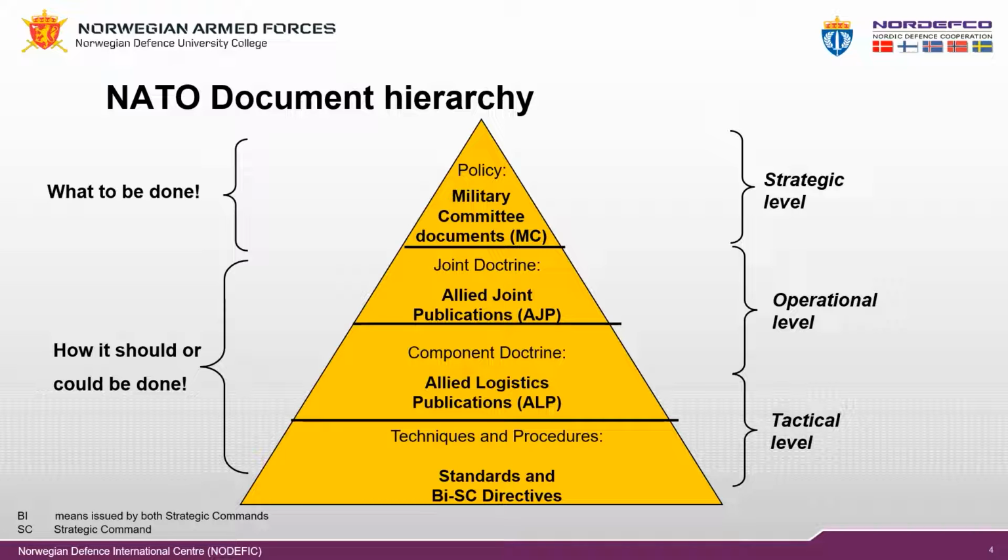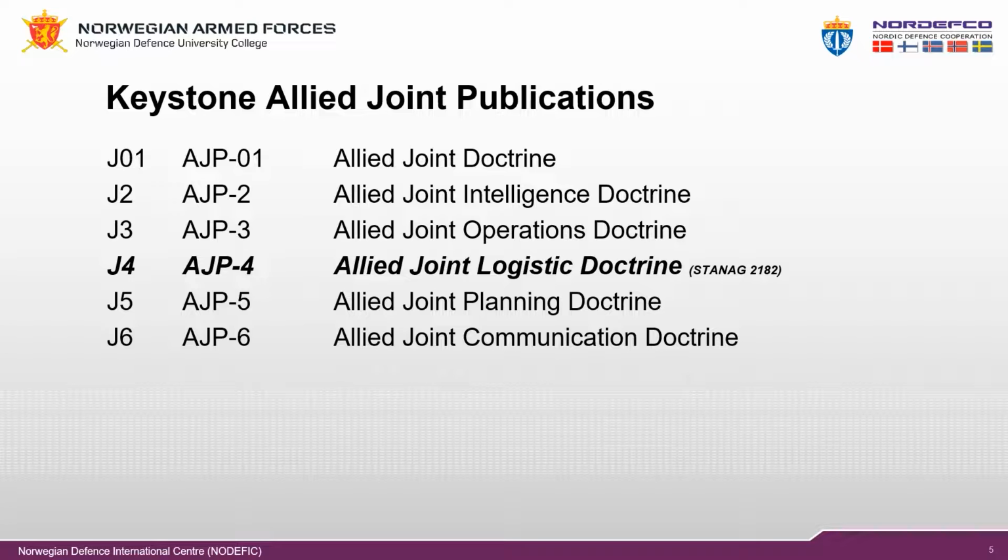And at the bottom, we have the documents describing a technique or procedure at a strategic command level or in NATO standardization agreements. These Allied Joint Publications are the keystone doctrine documents. Allied Joint Publication 01 is the backbone of the Allied Joint Publication documents. NATO documents are also applicable for non-NATO countries participating in a NATO operation.